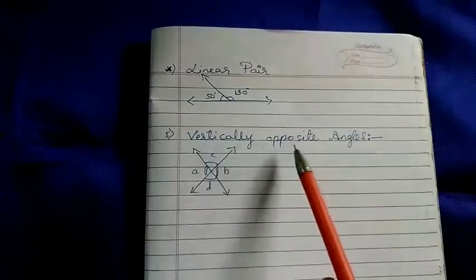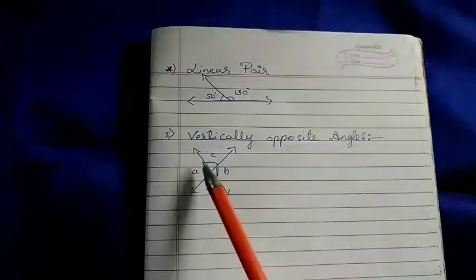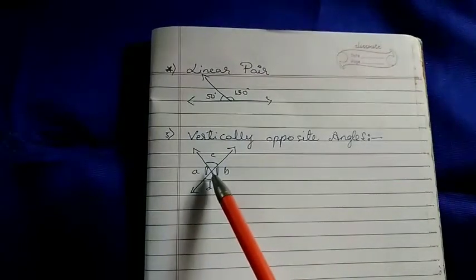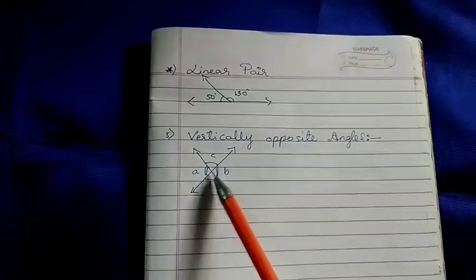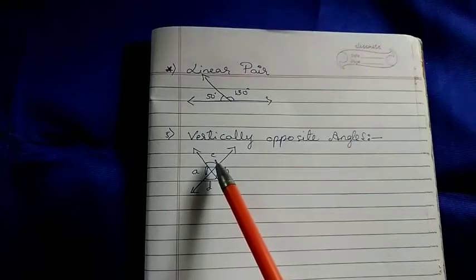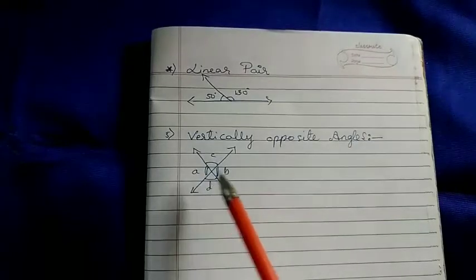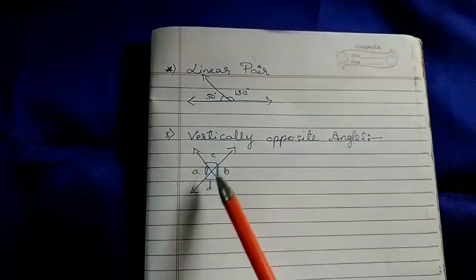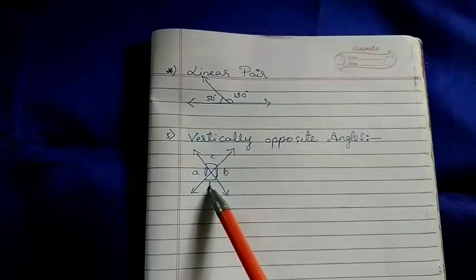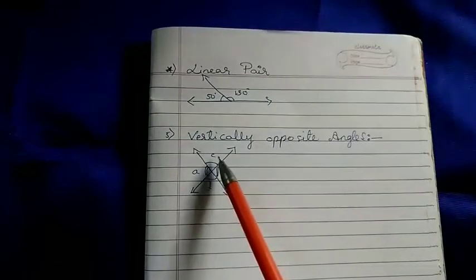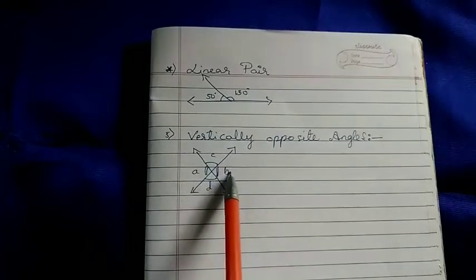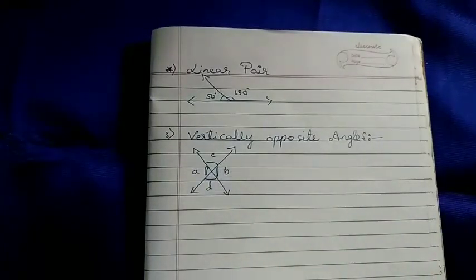Next, vertically opposite angles. If two lines intersect each other, suppose here two lines are there, intersecting each other, you see two pairs of opposite angles. Here A and B are vertically opposite angles. C and D are vertically opposite angles. Two pairs of opposite angles. And also these vertically opposite angles are equal to each other.